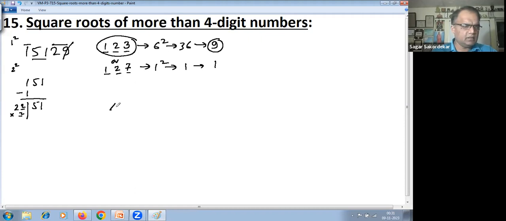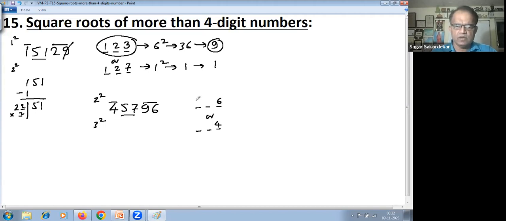Next, say this number 4, 5, 7, 9, 6. Again 5 digits. So the groups will be the last group, the middle group, and the first group is just a single digit. The last digit is 6, so this is not a perfect square ending. 1, 4, or 9 we take square root. Here you take the same and complement. Complement of 6 is 4. Based on this, the first group is between 2 square and 3 square. 2 square is 4, 3 square is 9. So the lower side is 2.